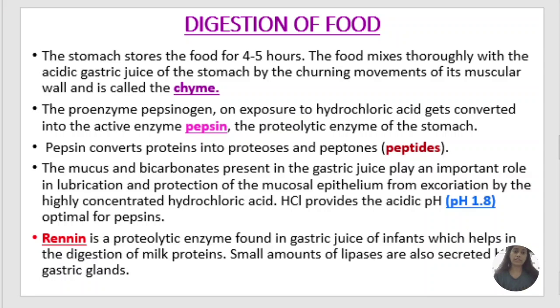Now let's learn what is renin. Renin is a proteolytic enzyme found in the gastric juice of infants, which helps in the digestion of milk proteins. Small amounts of lipases are also secreted by the gastric glands.